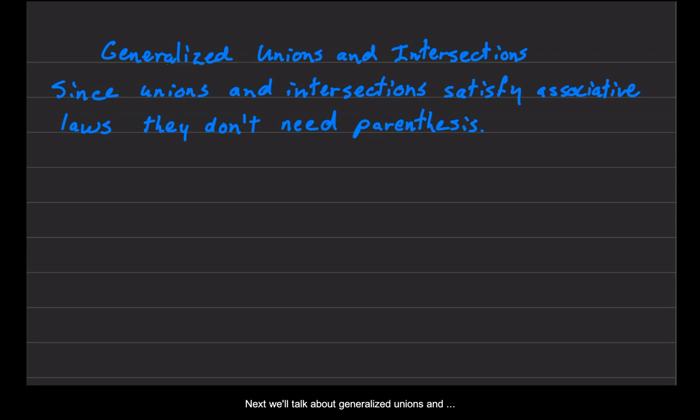Next, we'll talk about generalized unions and intersections. Since unions and intersections satisfy associative laws, they don't need parentheses. So we can write A union B union C with no parentheses. You can also write A intersect B intersect C without parentheses.